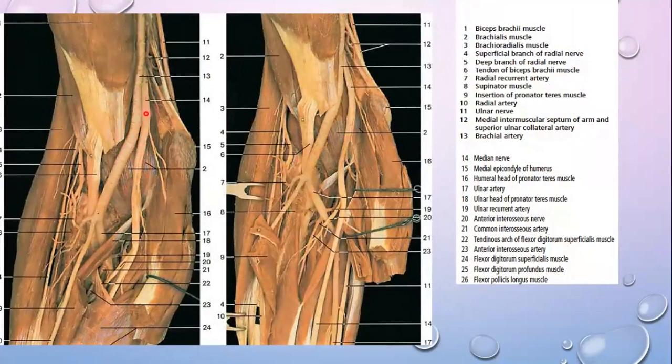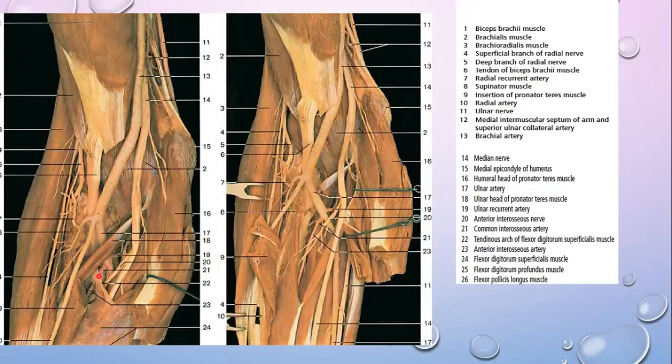You can see that this is your median nerve, giving a muscular branch to pronator teres. This is your brachial artery, dividing at the level of the neck of radius. It will divide into radial artery and ulnar artery. Ulnar artery will pass. This is the deep head of pronator teres, or the ulnar head of pronator teres. You can see it is passing deep to it.